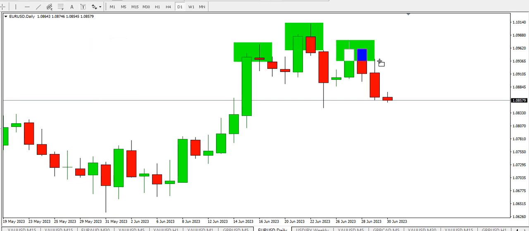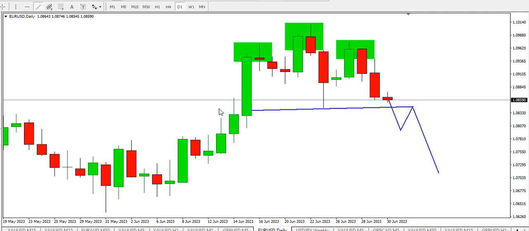EURUSD. The break of the neckline might possibly have a retest. This is the neckline. After a break of this neckline, we might possibly have a retest for price to continue to drop. We might see a retest up to this level, for price to continue to drop.